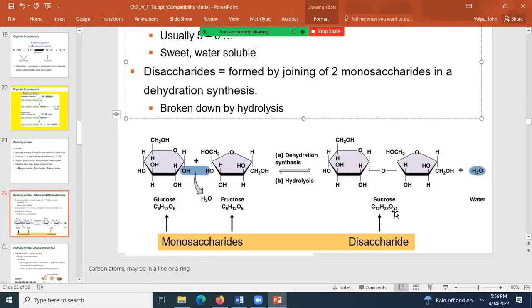And then we can eat sucrose. Sucrose is table sugar, and we'll digest that by adding water, breaking this bond here in a hydrolysis reaction to form fructose and glucose, the 2 monosaccharides. Any question about any of that?